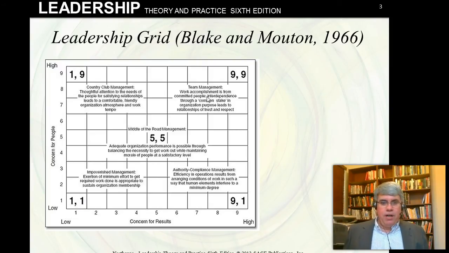Now, up in this quadrant, the 9-9, high in concern for results and high in concern for people, this is what Blake and Mouton call team management.